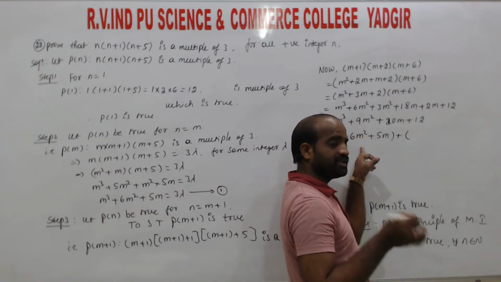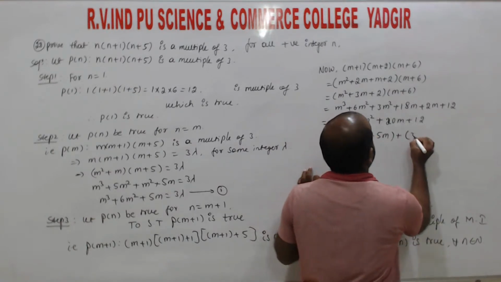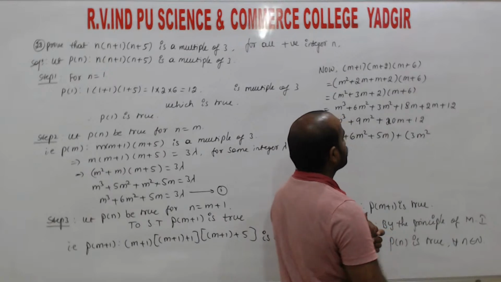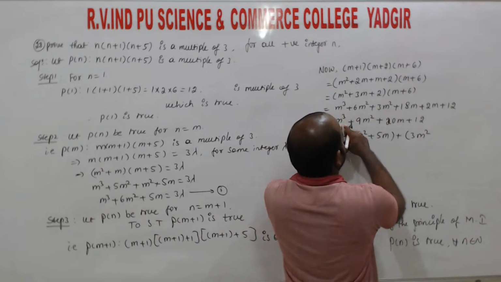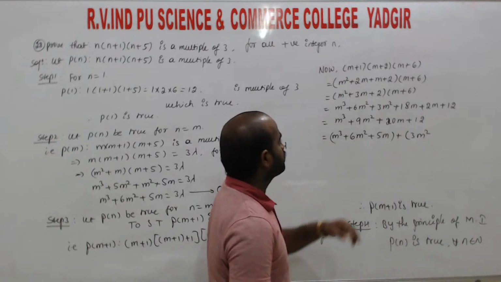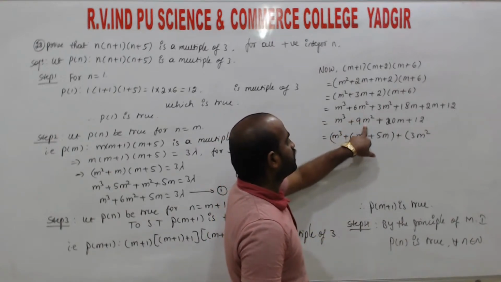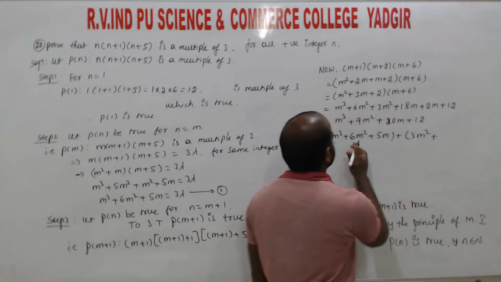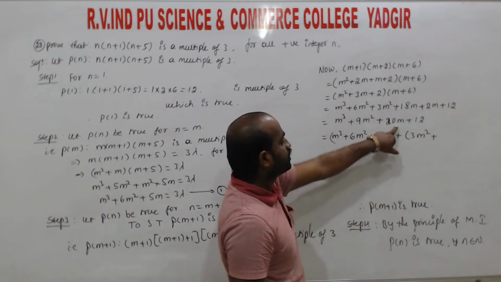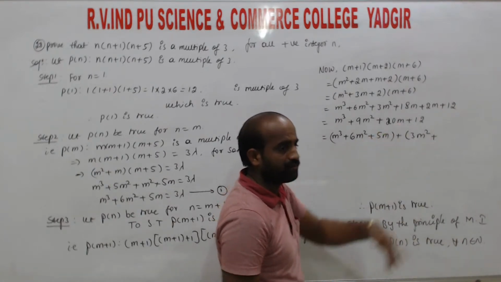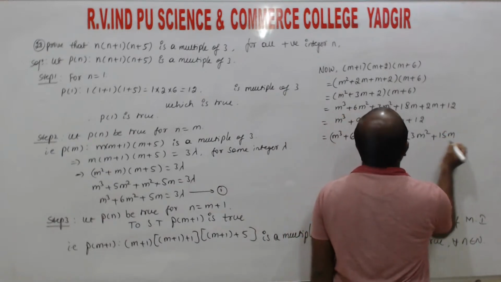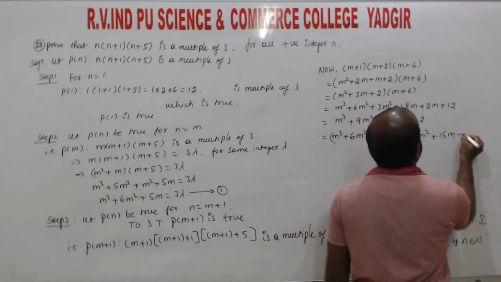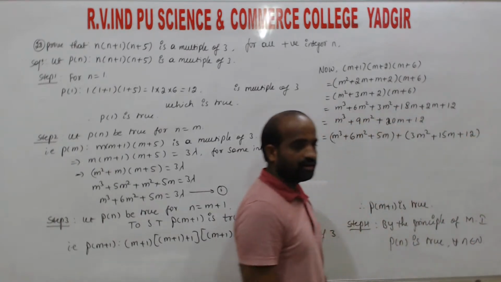Next we will get 6m square. 9m square can be written as 3m square plus 6m square. Okay, now we get 3m square; 6m square plus 3m square is 9m square. So m cube plus 6m square plus 5m, then 3m square, then 20m can be written as 5m plus 15m, and plus 12 as it is.